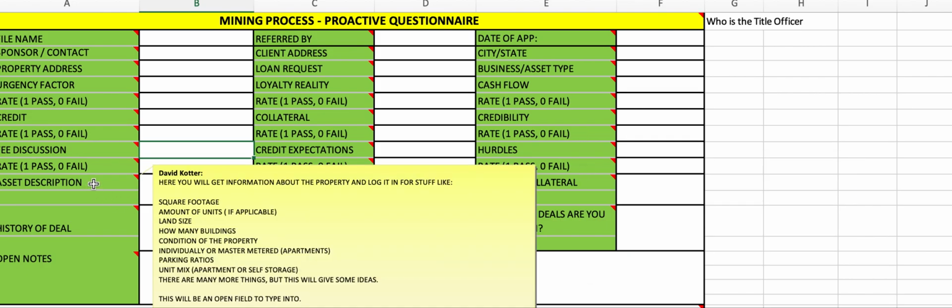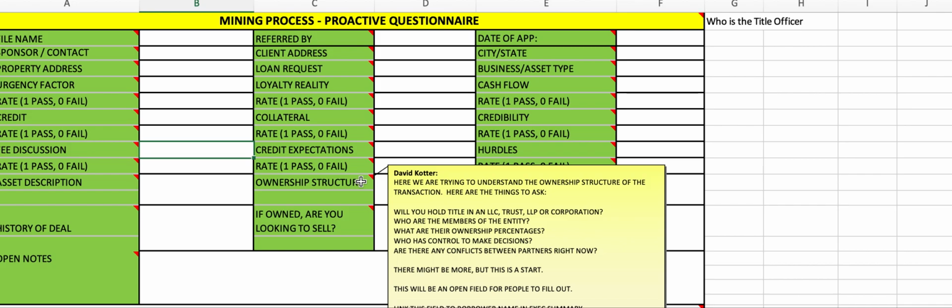Asset description, you want to know for properties, square footage, amount of units, if applicable, the land size, how many buildings, the condition of the asset, if it's individually or master metered for apartments, parking ratios, what's the unit mix if it's apartment or self-storage. There's a lot more things obviously we'll talk about as well, but this just gives you an idea. We want information.